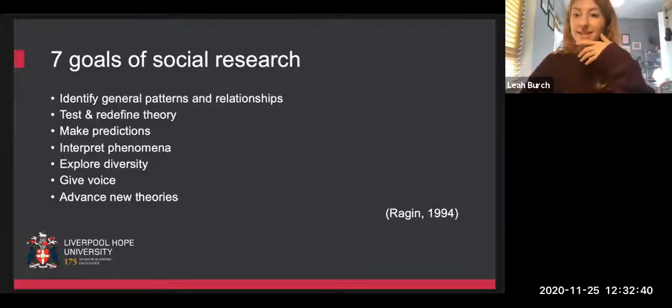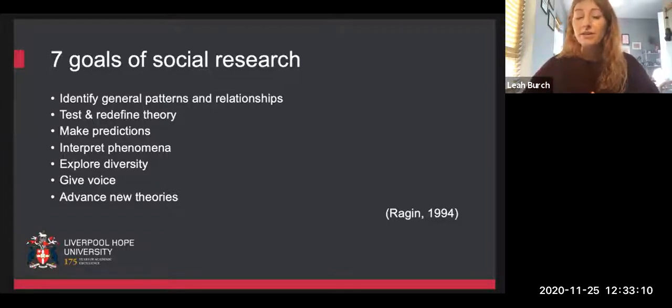Another one is testing and redefining theory. A lot of research can also be about actually testing knowledge that's already been generated. So if we've got particular theories, particular ideas, so a theory of understanding health inequality, a theory of understanding people's experiences, for example, we might want to put that to the test. And that's one of the things that we can do in research.